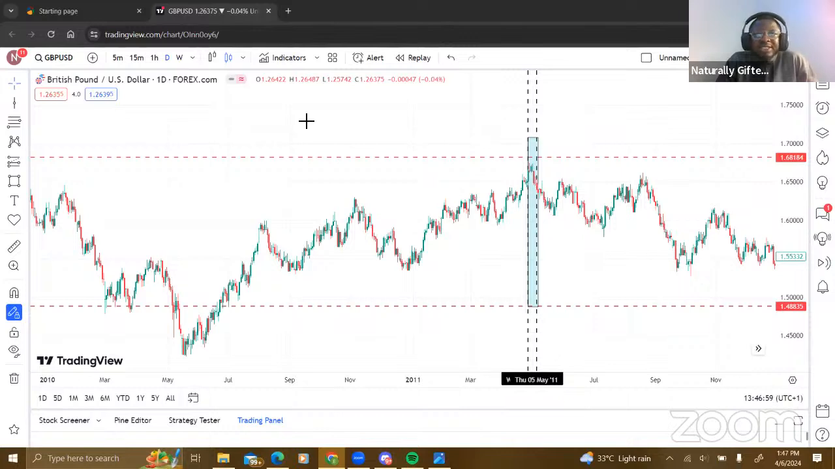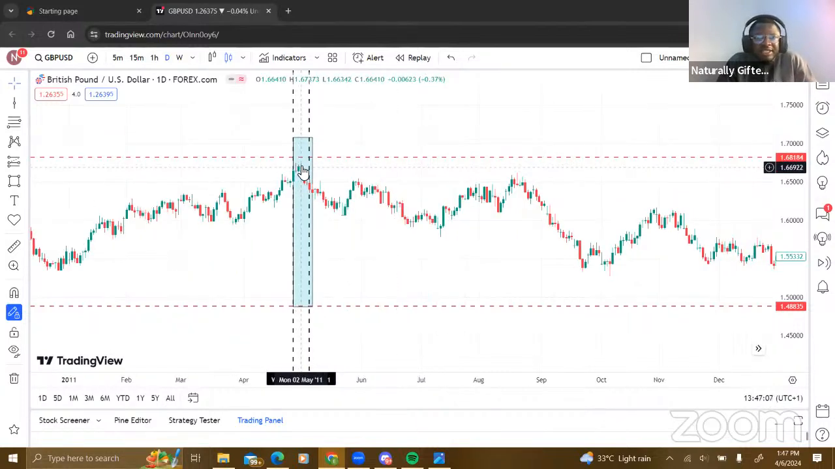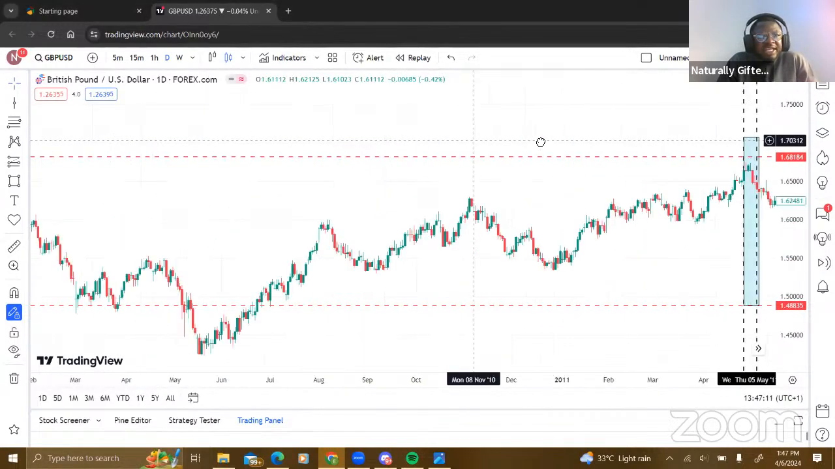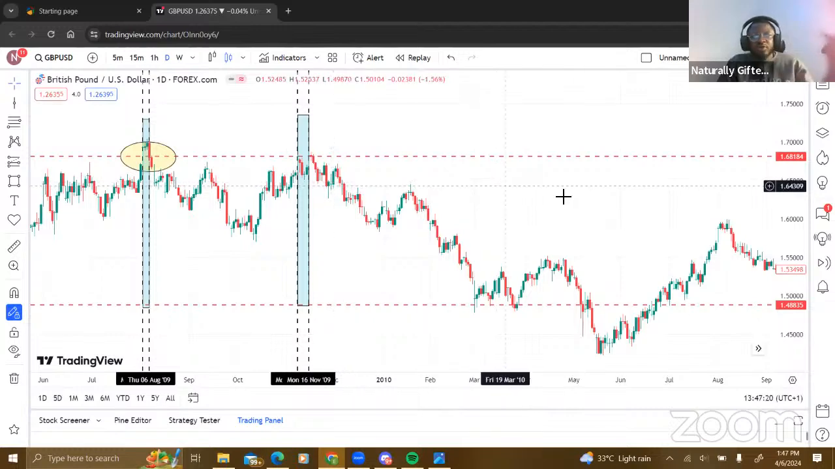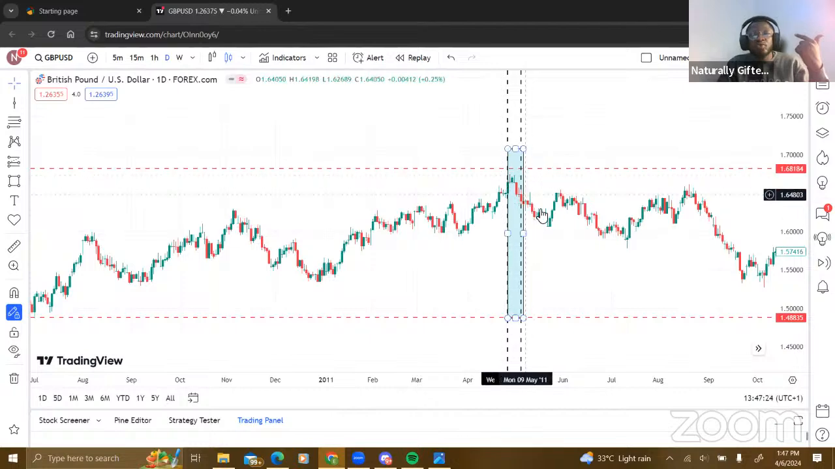So it simply means that if this was the month of April 2011, and price was sitting around this area, and I'm able to say, you know what, let me go to the daily time frame and take it back in time, only for me to observe that in 2009, when price got here, it came down. What do you think that would teach me? It would teach me to understand that there's a high tendency price would go for a sell.